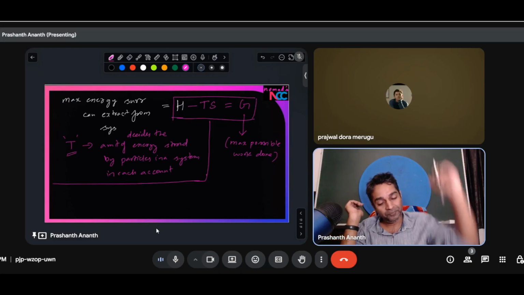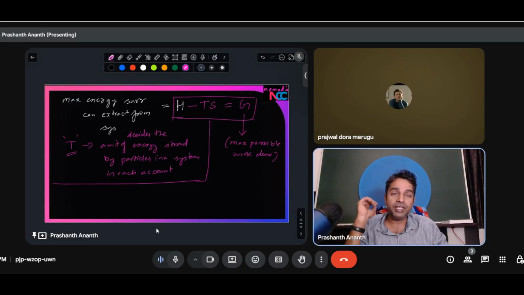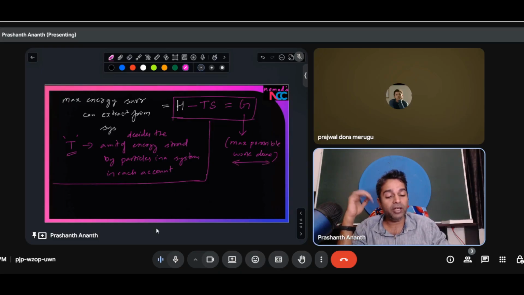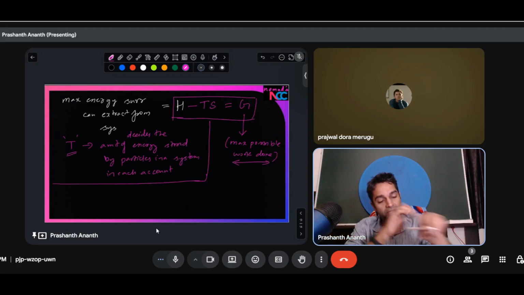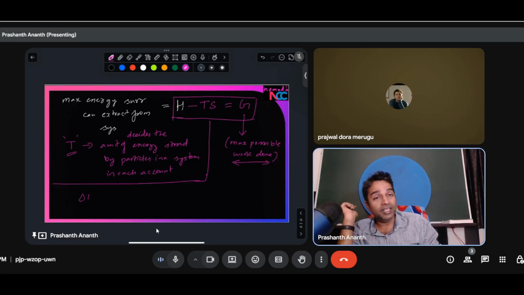electrochemistry predominantly. So Gibbs free energy is defined as H minus TS. It is the maximum possible work which you can extract out of a system, or maximum possible work done by a system. Now this of course changed a lot as things went across.